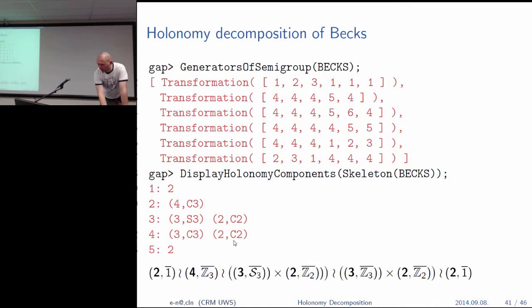Okay, so in the computer, here is the Krohn-Rhodes automaton defined by these generators, and I'll just ask for the holonomy component of the skeleton of this automaton, and it will give me that. So there are 5 hierarchical levels of this decomposition, and for example, in the top level, it just says that I basically have 2 states, meaning that I have no non-trivial group acting. So I only have the identity and the constant map.